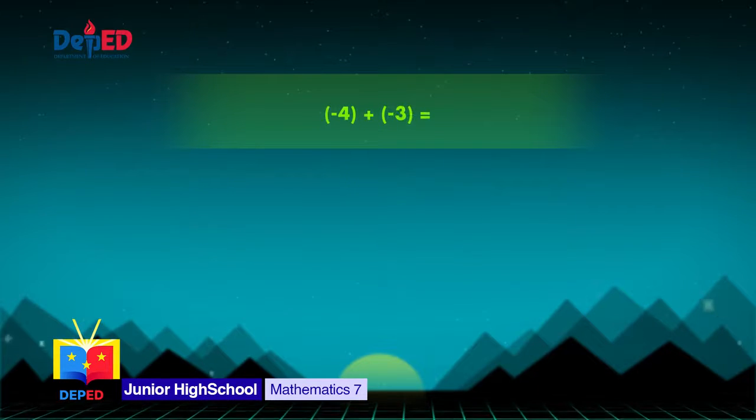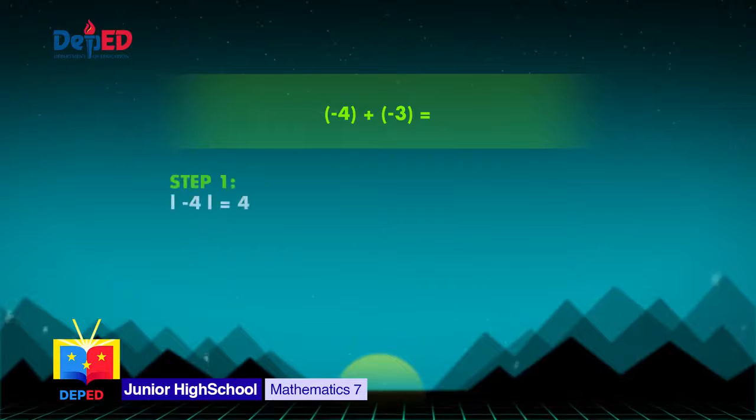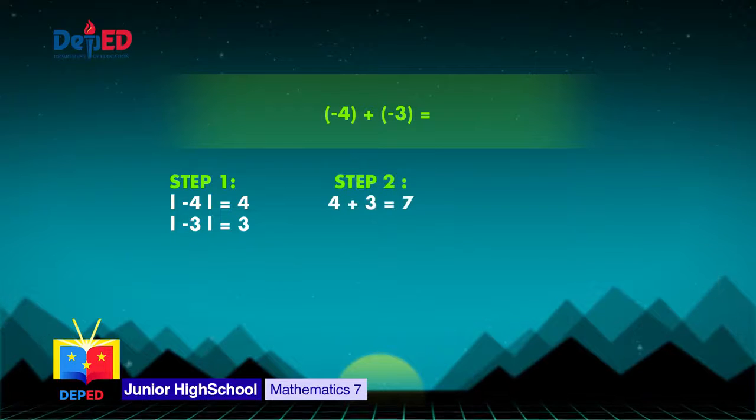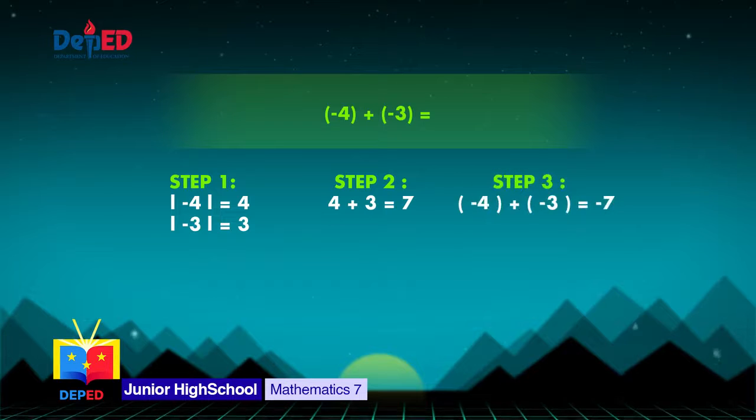Let's have another example. Find the sum of -4 and -3. Step 1. The absolute value of -4 is 4, while the absolute value of -3 is 3. Step 2. We just add 4 and 3. 4 plus 3 is 7. Then we copy the negative sign. Therefore, our final answer is -7.